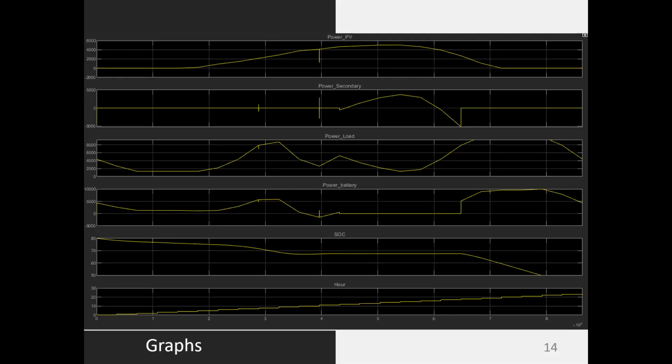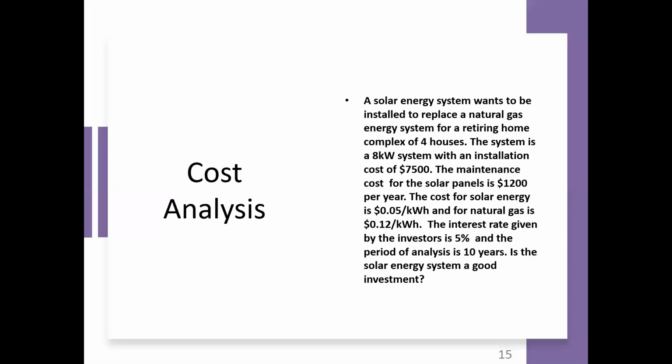But these are all the scopes that were presented from our simulation, and it all makes sense and is accurate for our cost analysis. We will be conducting a cost analysis to compare the two systems and see which one is more beneficial.